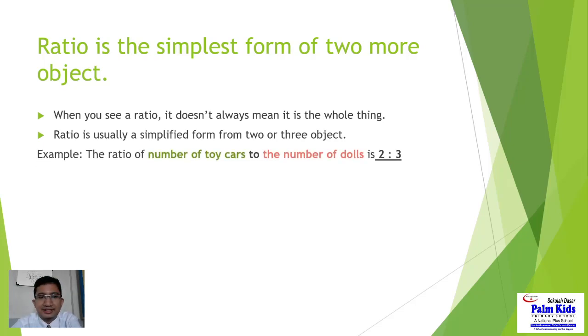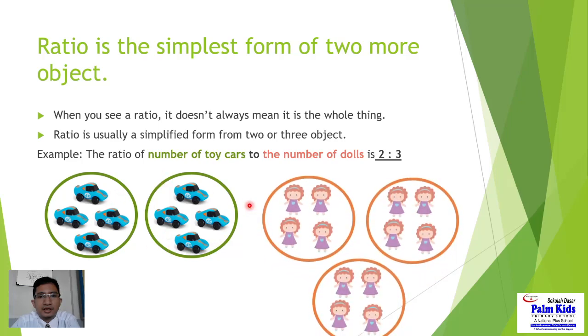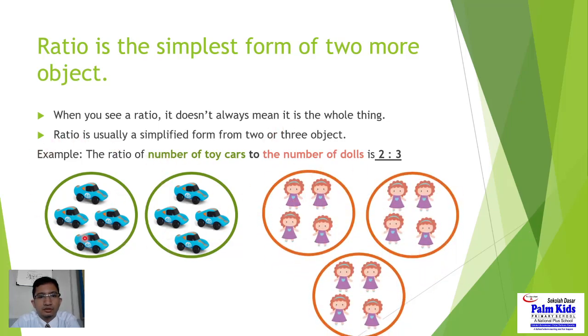And for example, you can see this example: the ratio of the number of toy cars to the number of dolls is 2 to 3. So there are two circles of toy cars and three circles of dolls. Well, in this case, you can see the number of cars and the number of dolls are all grouped in four. Now, if someone asks me, how many dolls are there? You wouldn't say that there are only three dolls. You would say that there are 12 dolls, right? Because 4 plus 4 plus 4 is 12.